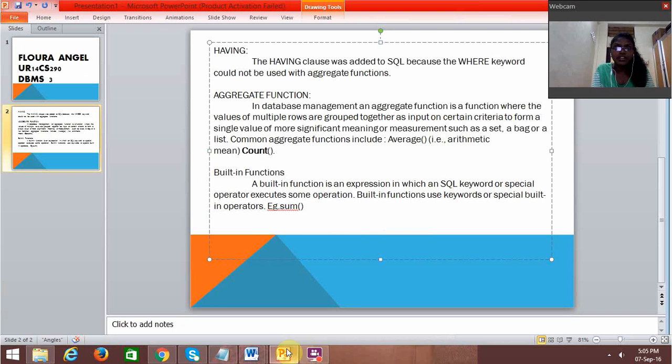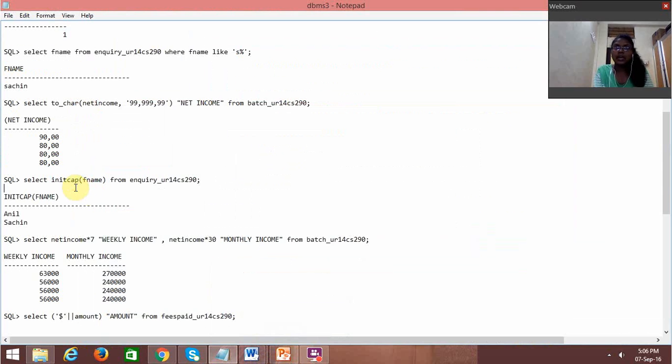Now, what is built-in function? Built-in functions is an expression in which a SQL keyword or special operator executes some operation. This is already a predefined function. So like sum, initial capital letter. So these are all built-in functions.